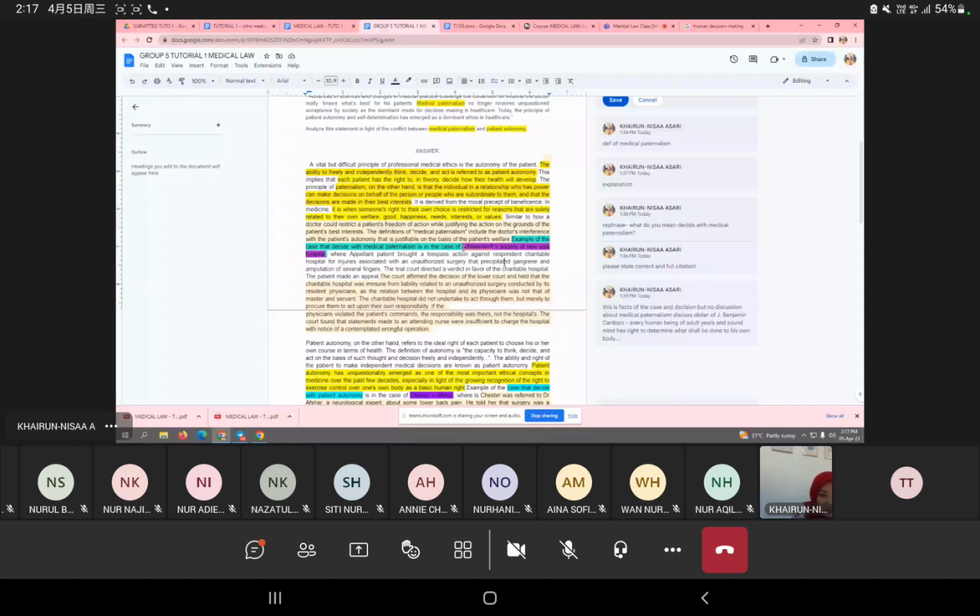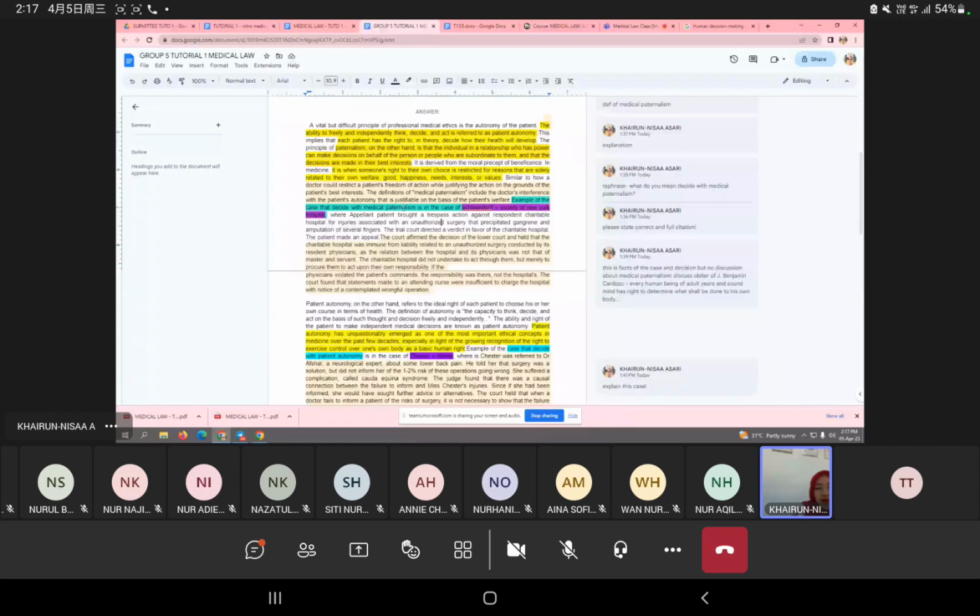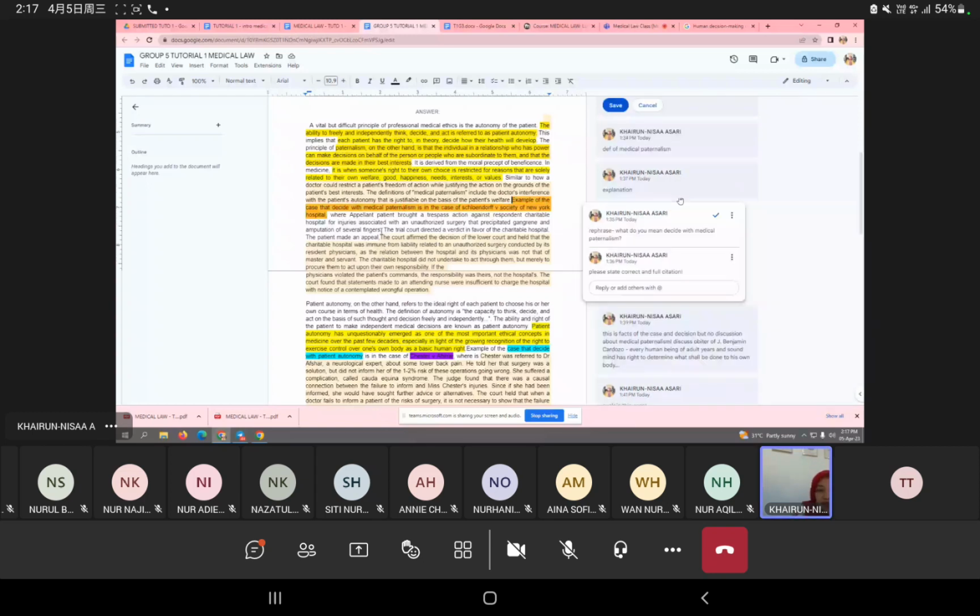Please look at your submission. Do proofread your submission before you submit it to me. Don't give me unfinished work like this. So you state an example of the case that decide with medical paternalism. What do you mean by decide with medical paternalism? The sentence itself doesn't seem right. Perhaps you wanted to say: an example of medical paternalism is illustrated in the case of Schloendorff.